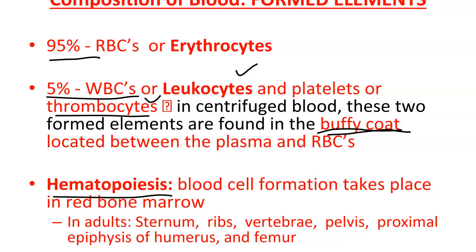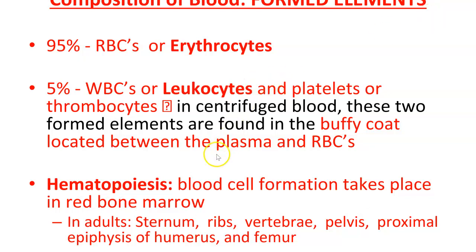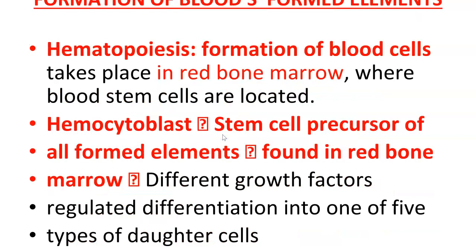Hematopoiesis is the term that describes the blood cell formation which takes place in the red bone marrow. In an adult, red bone marrow is found in the sternum, ribs, body of vertebra, pelvis, proximal epiphysis of humerus, and proximal epiphysis of femur. Hematopoiesis, again, is the formation of blood cells which takes place in red bone marrow. You should know what hematopoiesis means and where it happens.